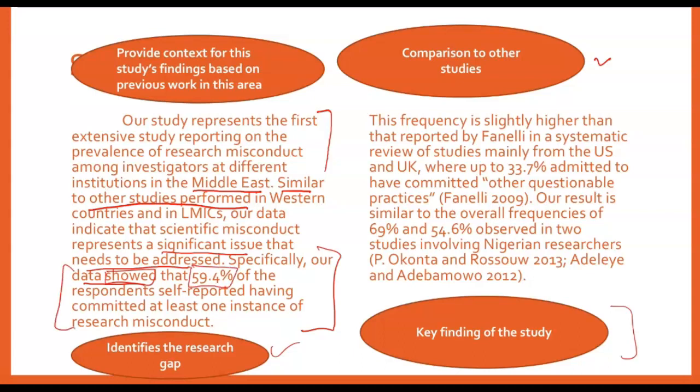And so the rest of the discussion section really does a lot of work in showing why this number is so high compared to others, and contextualizes that in connection with other studies and other data as well. So it says it right here, the frequency is slightly higher than that reported by Finelli in a systematic review of studies mainly from the US and UK, and so on. Our results are similar to the overall frequencies of so and so and involving Nigerian researchers. So outside of the Western context of Europe and US and UK, these results are fairly similar. So again, great context provided already in this first paragraph.